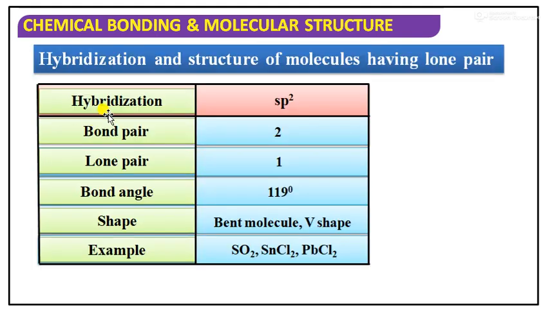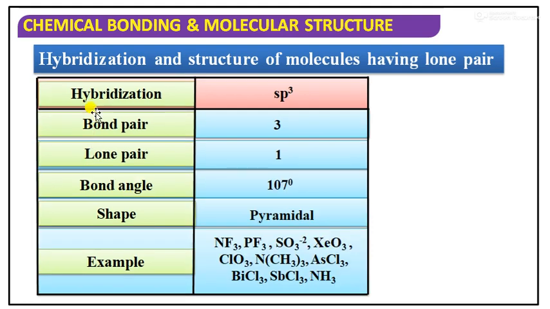If you see sp2 hybridization, bond pairs are 2, lone pair is 1. It is called a bent molecule, a V-shaped molecule. So what I mean to say is that the lone pair of electrons also decides the shape of the molecule. If you see sp3 hybridization, bond pairs are 3, lone pair is 1, bond angle is 107 degrees, like the ammonia molecule. The shape will be pyramidal.